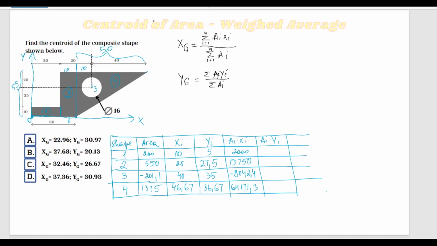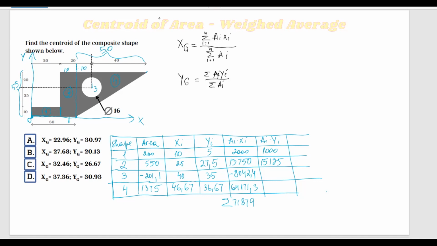So now we can do the sum of all of this. Sum of AiXi is going to be 71,879. Now let's fill out this other part. We have 200, the area, multiplied by 5. This is 1,000. We have 550 multiplied by 27.5. And this is 15,125.